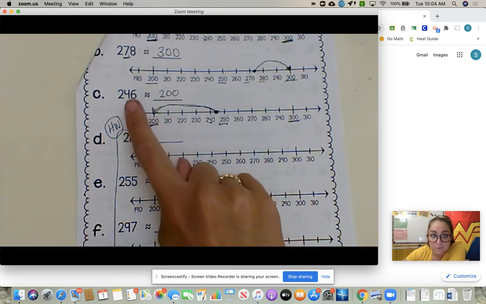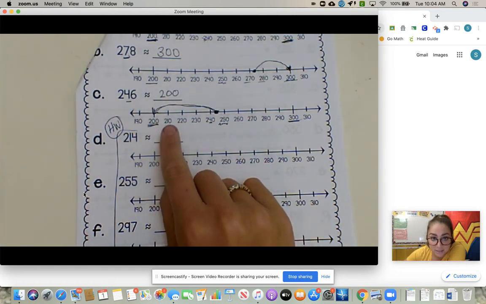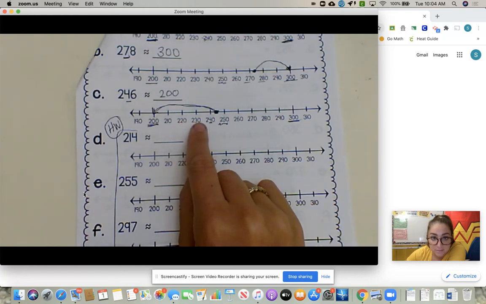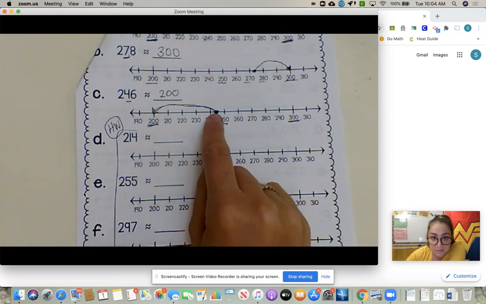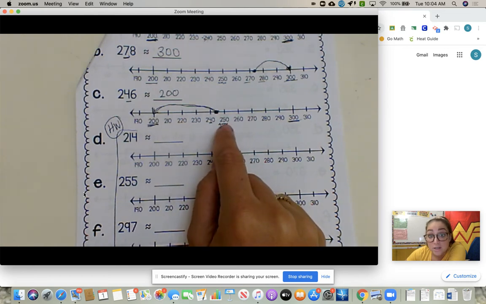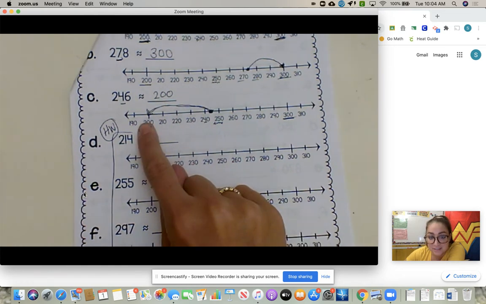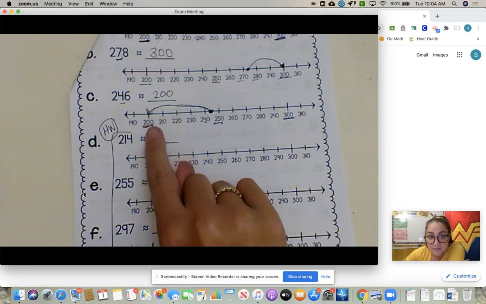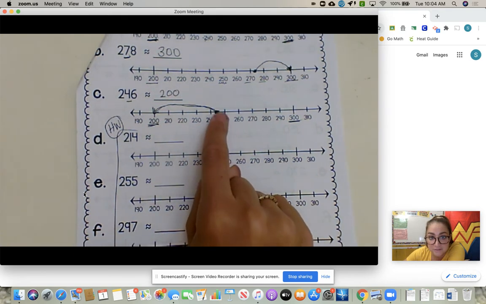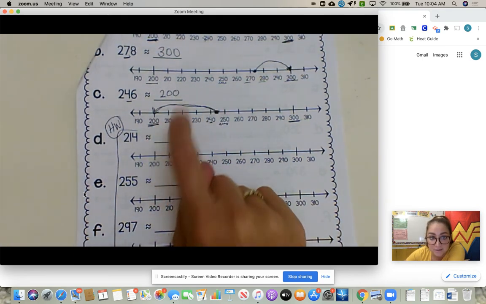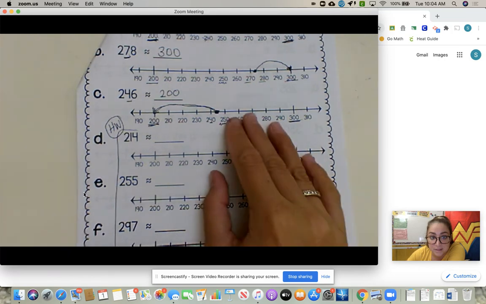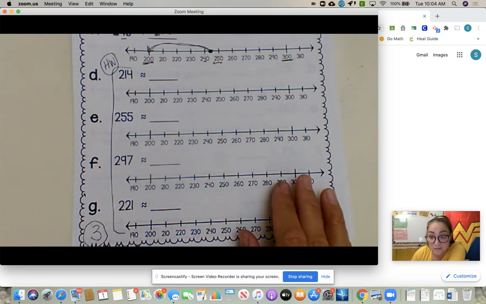246. All right, there's a 4 in the tens, so I need to find a 4 in the tens. No, no, no. Yes, there's a 4, so it's going to be in between these two numbers. You plot it. Oh, but there's a 5 in the tens right here for 250. So that means this is our midpoint. So we know every number in between 200 and 250 is going to round down to 200. And the rest is for homework.